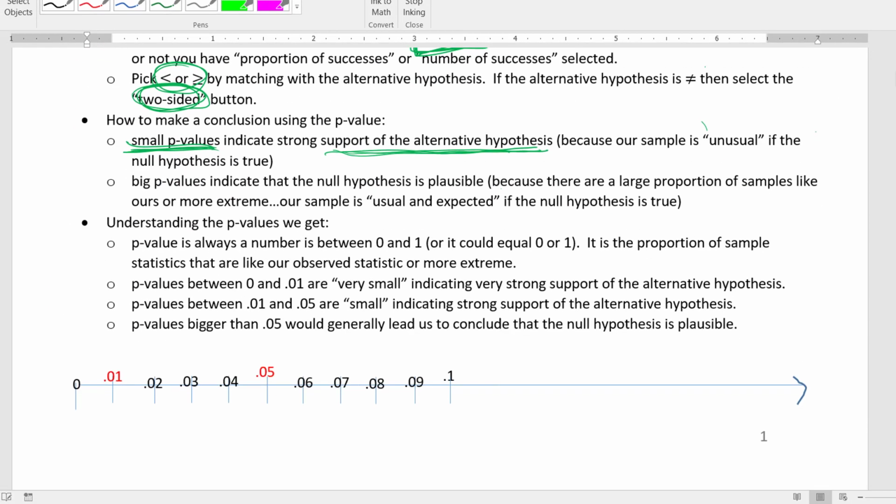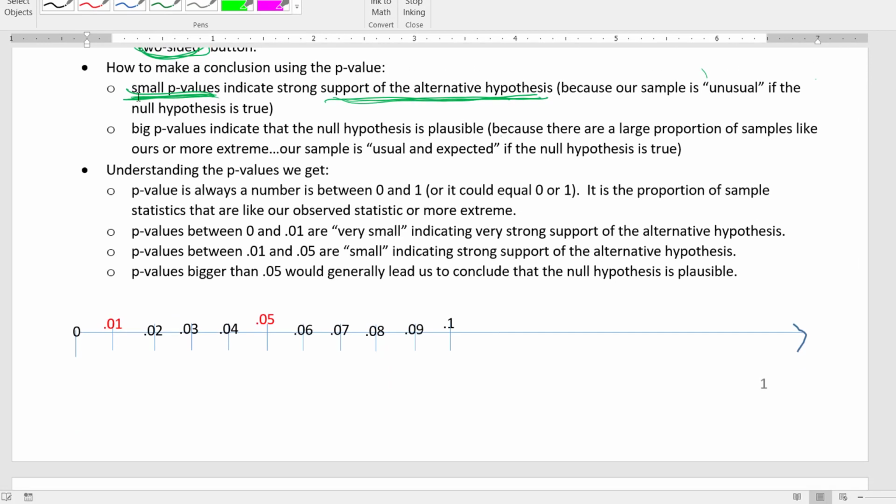That's a very, very important concept in the class. Smaller p-values is more evidence against the null. Smaller p-values is more support of the alternative hypothesis. And then likewise, bigger p-values is more support of the null hypothesis being plausible.